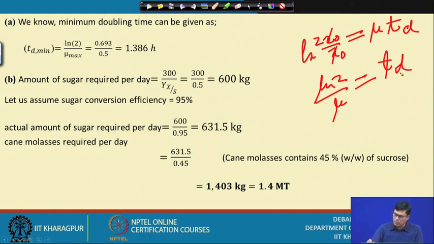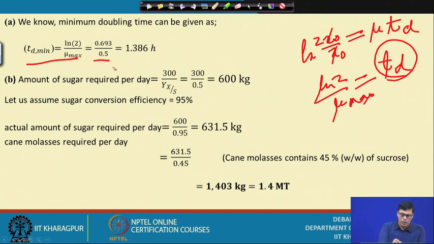Now when will this doubling time be minimum? When mu is mu max, then it will be minimum. This is exactly what we have written here. The doubling time equals ln 2 by mu max, and ln 2 is 0.693 and this mu max is 0.5. So it is coming around 1.386 hour. That is the minimum doubling time that is required for the cells.